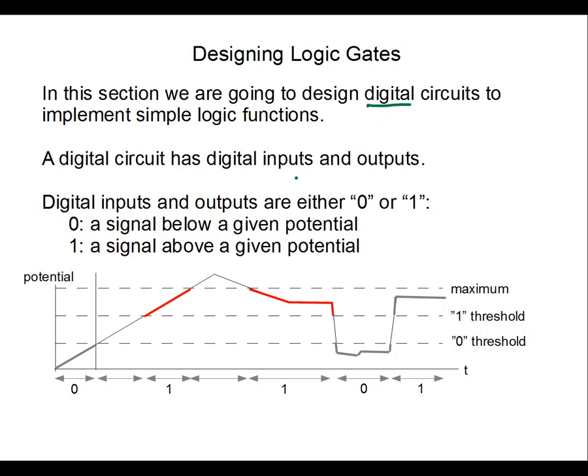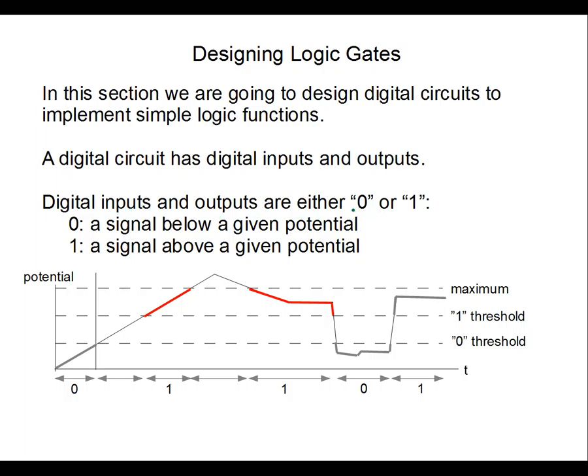A digital circuit has digital inputs and digital outputs, so we need to change our thoughts on that. It also provides some function on those digital inputs in order to produce the digital outputs. So it has inputs and outputs, and it does some particular predefined function. So let's take a look at what a digital signal is.